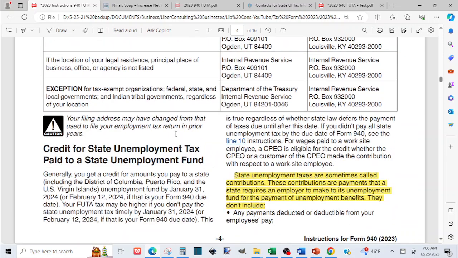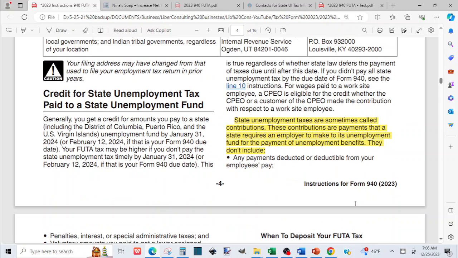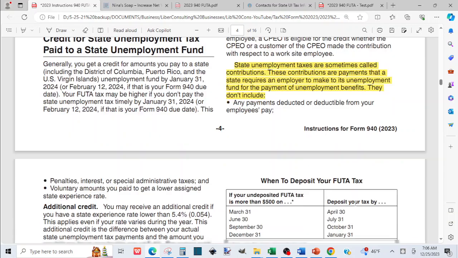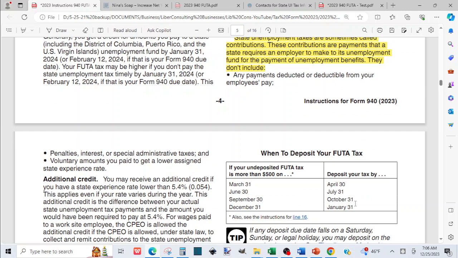So we'll continue. State unemployment taxes are sometimes called contributions. Those contributions are payments that the state requires an employer to make to its employment fund for the payment of unemployment benefits. They don't include payments deducted or deductible from employee pay, penalty, or interest. They don't include those penalties and interest, especially.